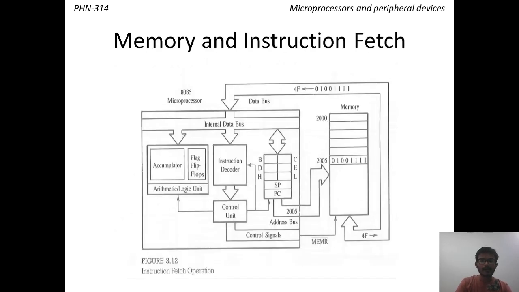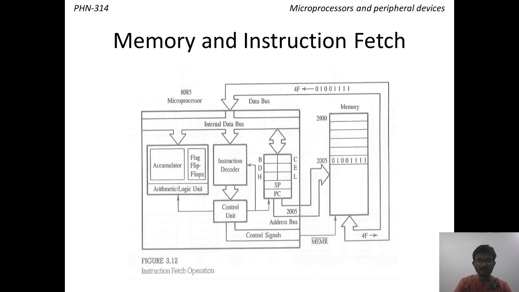Now we should switch to memory and instruction fetch. Memory's prime function is to store instructions and data, and to provide that information to the MPU, that is the microprocessing unit, whenever it's required. How the MPU requests information, let us see in this slide.